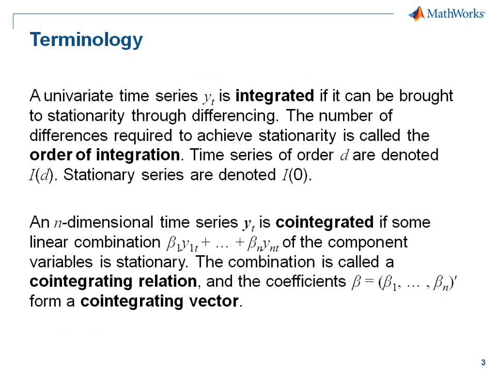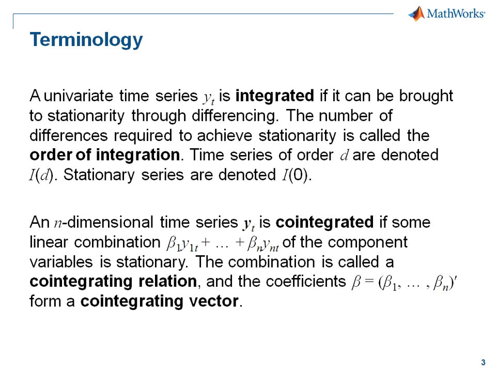So just to get on the same page with some terminology, any single time series, y sub t, we'll say is integrated if we can bring it to stationarity through differencing. And the number of times we have to difference the data to get stationary data we call the order of integration. We're going to be looking here mostly at variables that have order of integration 1 or 0. So either it takes one difference to bring them to stationarity, a typical unit root process, or they're already stationary.